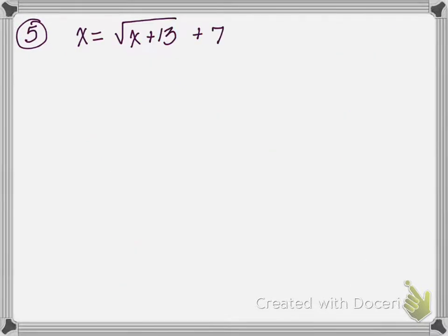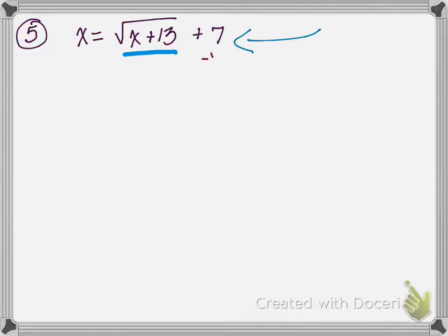Let's solve some equations. Okay. So, I have x equals the square root of x plus 13, plus 7. Now, some of you got confused because you didn't know what to do with that plus 7. You knew that you had to square both sides, but you forgot that you've got to isolate that square root first. So this right here has to be completely by itself before I can square.